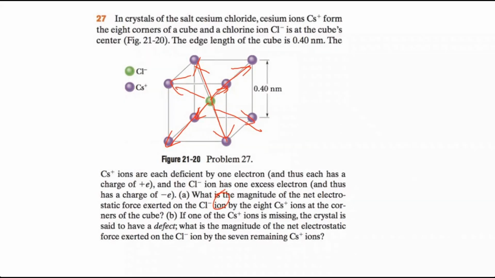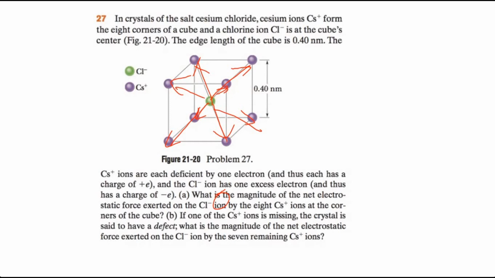If you say, okay, I just calculate them one by one and add them together in vector form, that's fine, but that takes a lot of time. Okay, so let's do another one. B: if one of the cesium ions is missing, the crystal is said to have a defect. Defects are very common in any kind of material, right? Missing an atom, adding some atoms, or some atoms not following the periodic structure.